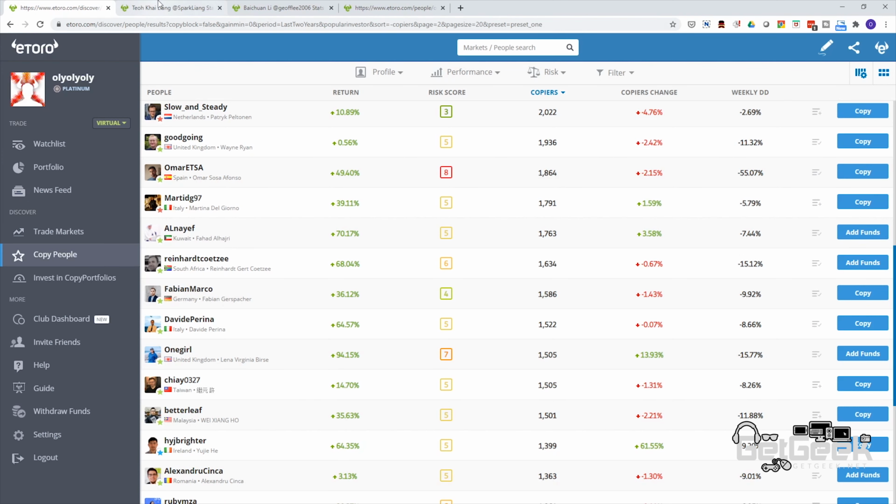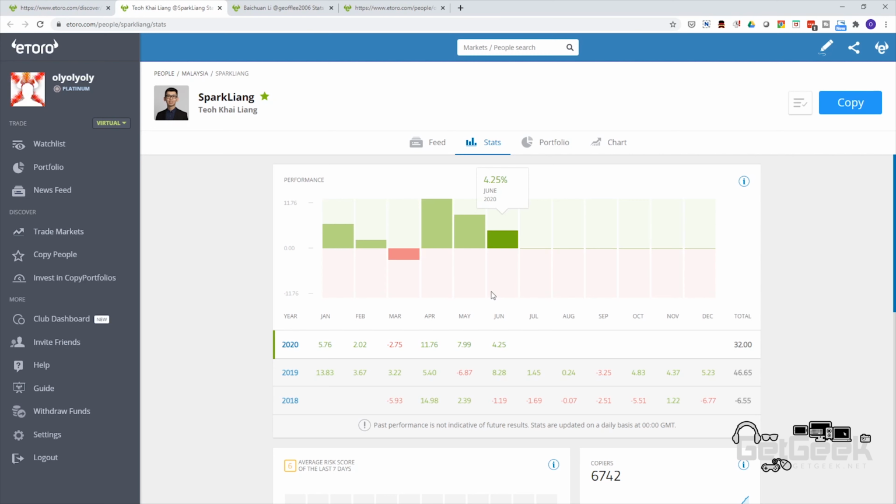So let's say for example, let's go in and check out this first guy here, Spark Liang. Now, when looking at their history, ideally what I want is most months not red and an overall profit for the year. If they have a year with a negative return, then sometimes I let it slide if it's only a small amount, because sometimes people have bad months and bad years. But if it's a massive amount, you really don't want to be copying them.